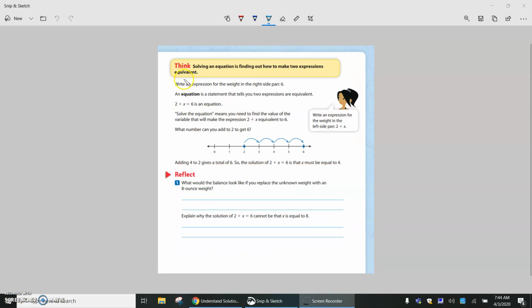Alright, so for this one, it says solving an equation is finding out how to make two expressions equivalent. Again, this is repeating from what we just talked about. Write an expression for the weight in the right side pan: 6. An equation is a statement that tells you two expressions are equivalent. I'm going to highlight this because it's defining it again for us.